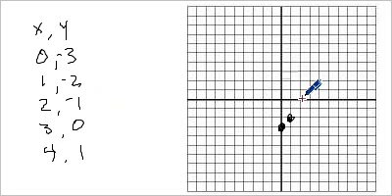And over 2 and down 1. And over 3 and down 0, or up 0, right on the axis there. And over 4 and up 1. So your graph plots should look something like that. If you use different values, they might look different. But as you may know, these will create a straight line. The values that we plot create a straight line. So yours should be along this same line.